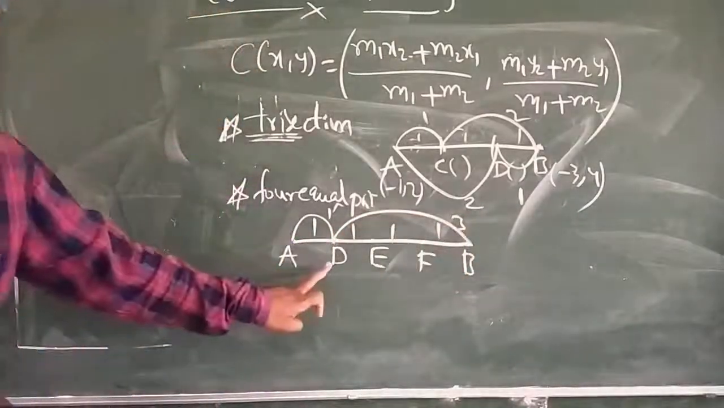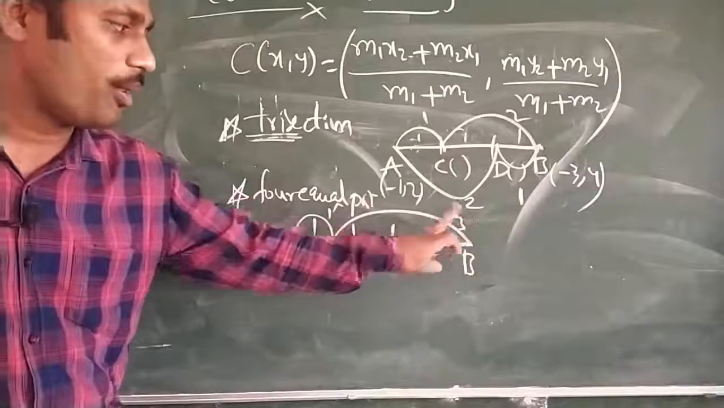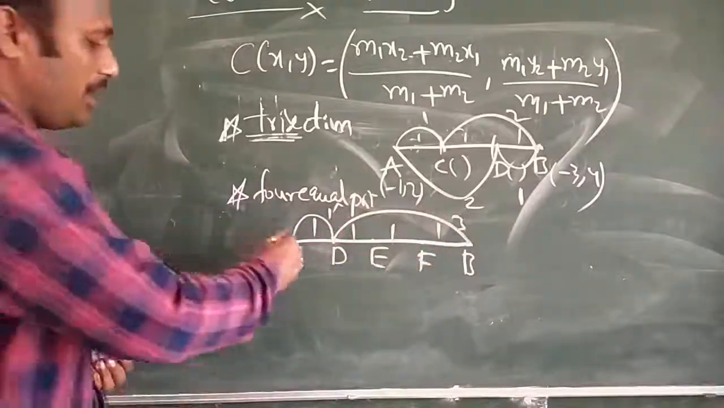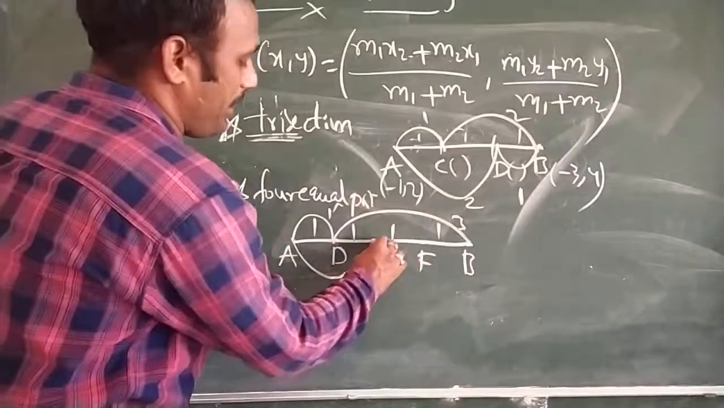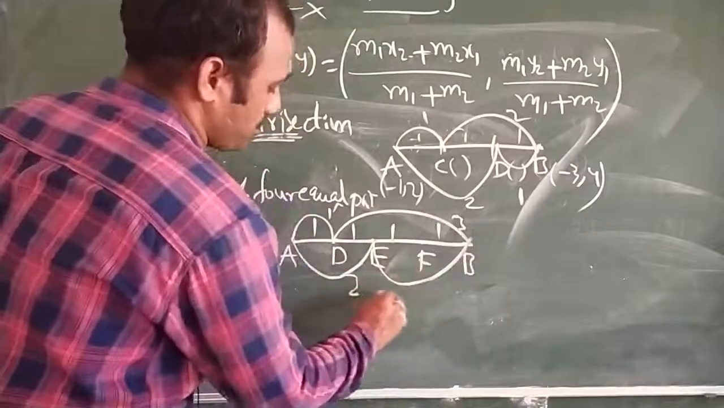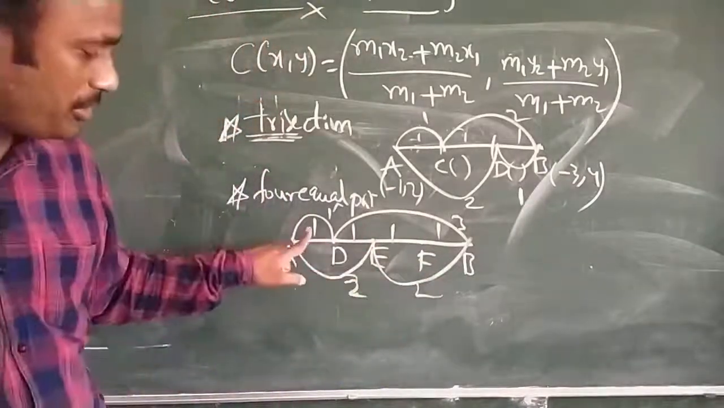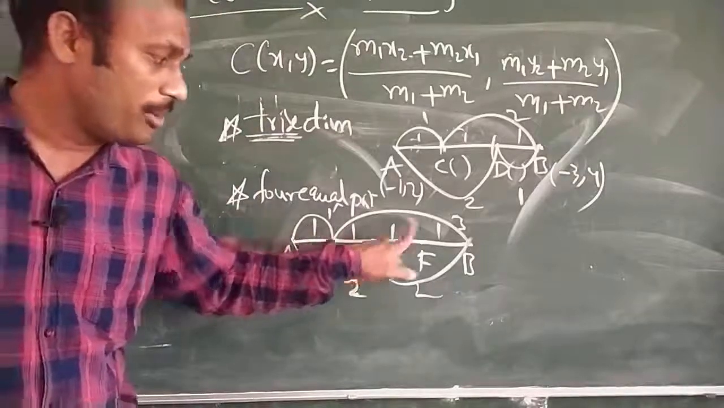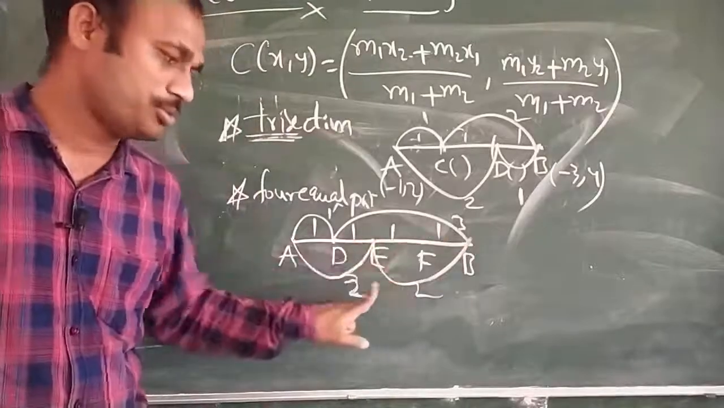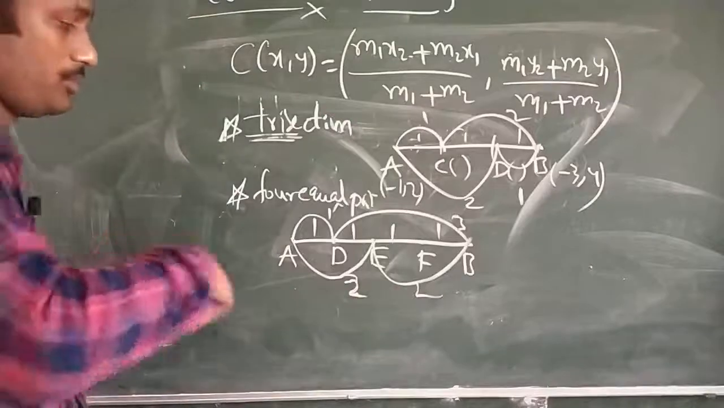So in order to get the D point, what ratio do I have to use? 1:3 ratio. If I want to get A to E and E to B, what ratio do I have to use here? 2:2 ratio. Why? Because from A to E, how many units are there? 1 plus 1, 2. From E to B, how many units are there? 1 plus 1, 2. So the ratio is 2:2.